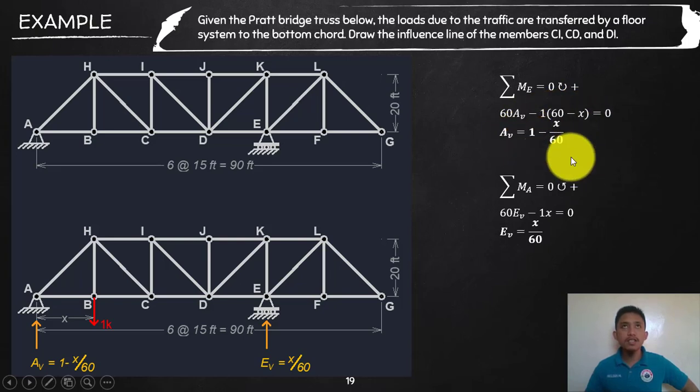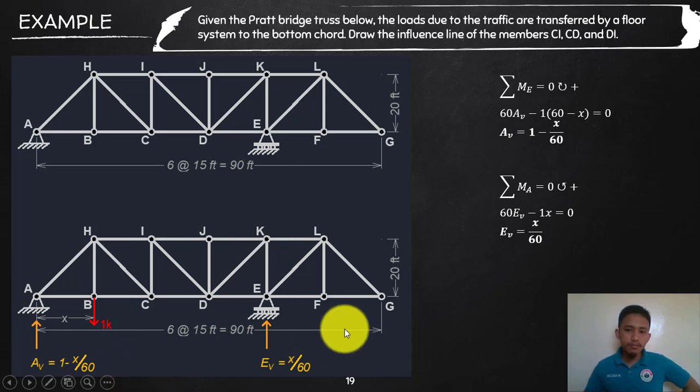So again, in case we want to calculate the response or the reaction AB at a certain distance of x, all you need to do is substitute the distance x. And then if you want to calculate the function of EB, or the response reaction EB as a function of x, you can take a moment at A, just like this. Or of course, since you already know one of them, you can do summation of forces vertical.